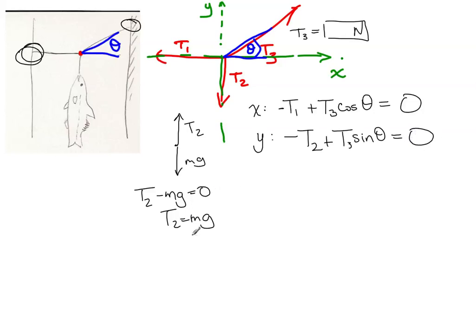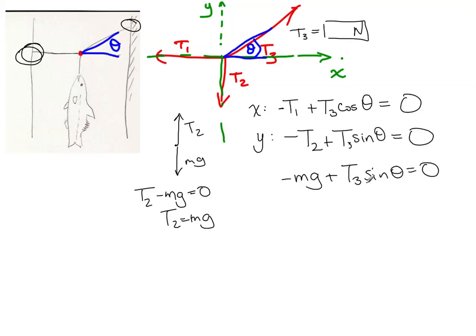Now, what we're looking for is mg. And we know that T2 is equal to mg. So let's put that in here. Minus mg plus T3 sine theta is equal to 0.